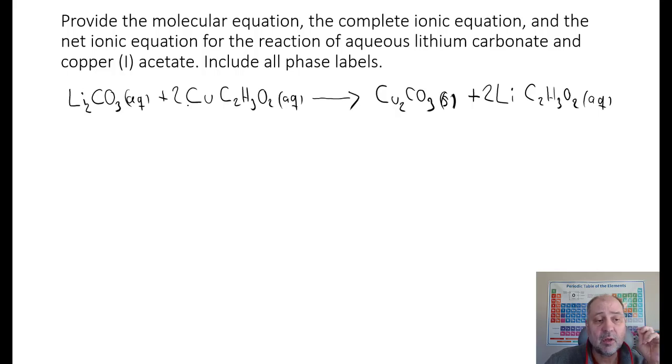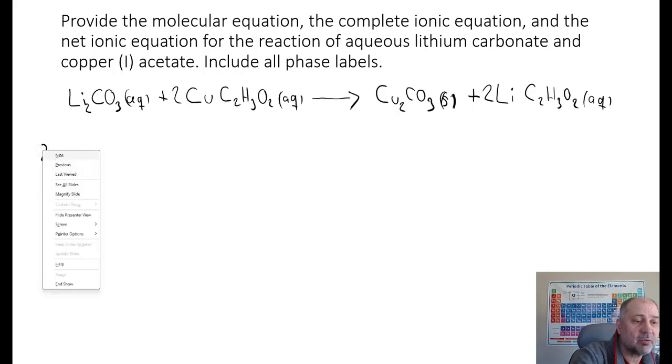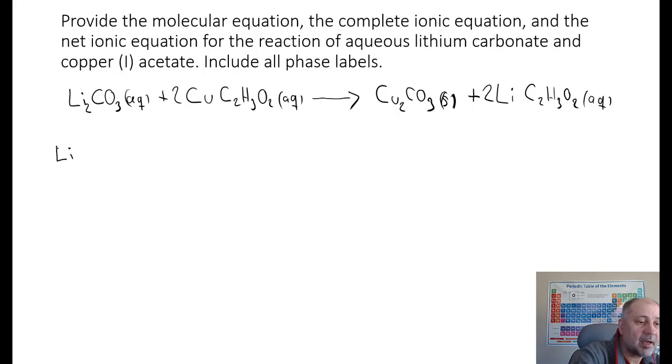Next we need to pick everything apart. Everything that's aqueous has independent ions. So we take the cation and the anion and we list them separately. So lithium ions, there's going to be 2 lithium ions, 2 Li plus. Now, I will not require you to put a phase label next to a charged particle.